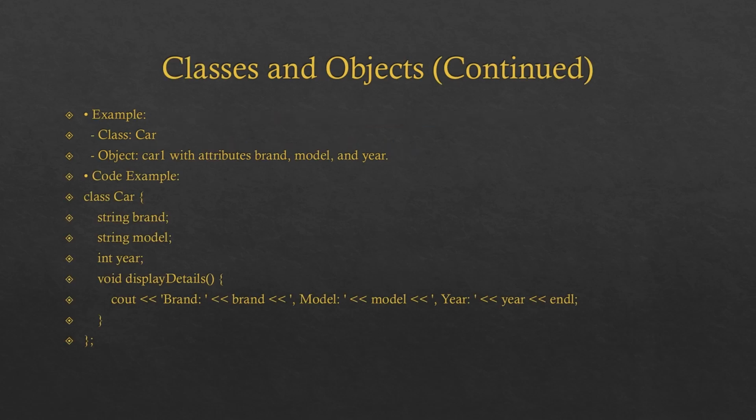To give an example, consider a class named car. It may have attributes like brand, model, and year. You can create different objects of the car class, such as car 1, car 2, each with specific values for those attributes. Here's a simple code example to represent this.